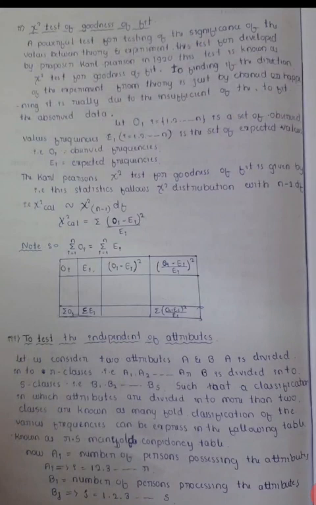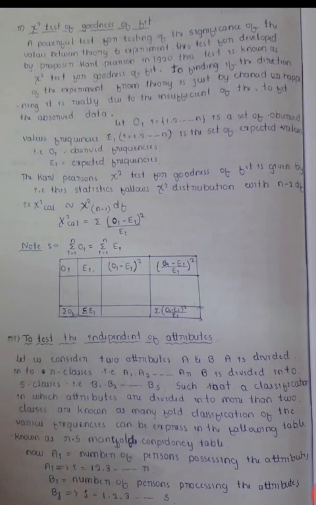How to find this? Summation Oi is equal to summation Ei. Take a column of observed values, that is Oi, and a column of Ei, that is expected frequencies. Using Oi values, find out the expected frequencies. After that, Oi minus Ei whole square. Last column, Oi minus Ei whole square by Ei. That sum is summation of Oi minus Ei whole square upon Ei. This is called the chi-square calculated value.